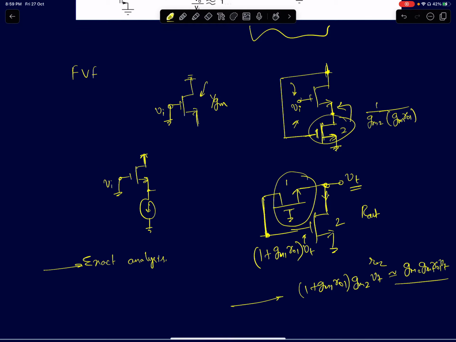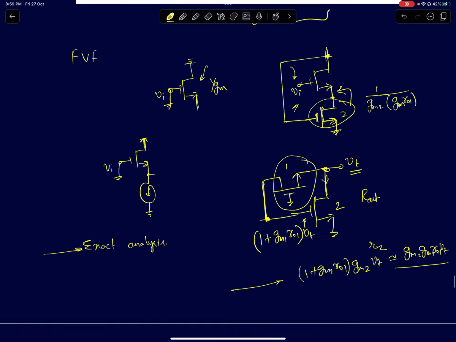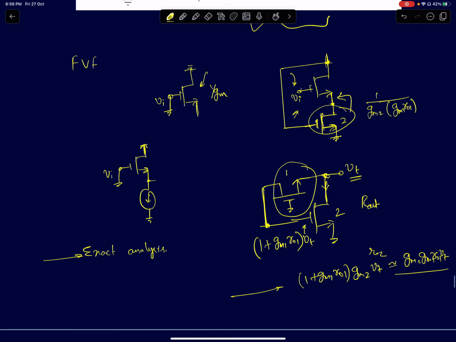Okay. So the output impedance is simply voltage by current. So you end up getting Vt divided by this value, which will be 1 by GM2 into GM1 RO1. Okay. So compare this with a common drain amplifier, conventional common drain amplifier. The output impedance was just 1 by GM. Now here it is 1 by GM multiplied by a huge factor. Okay, so we can get very low output impedances using a flipped voltage follower.